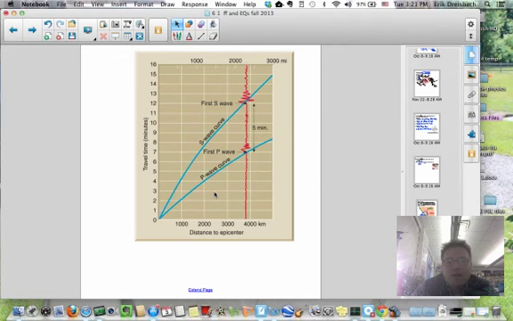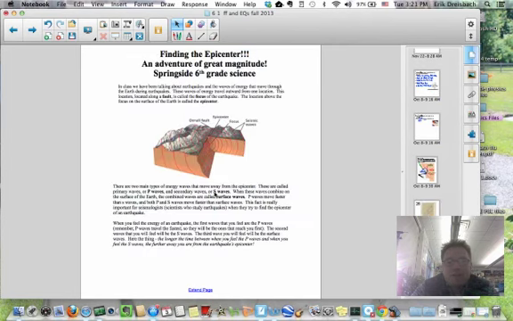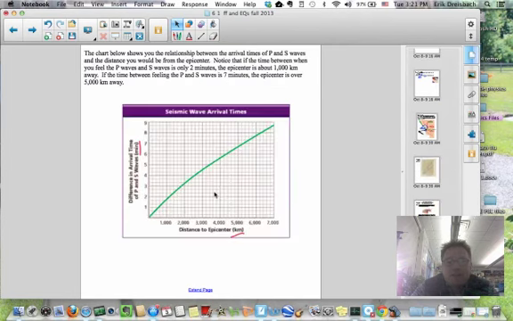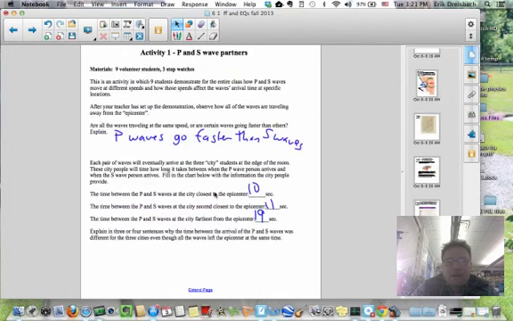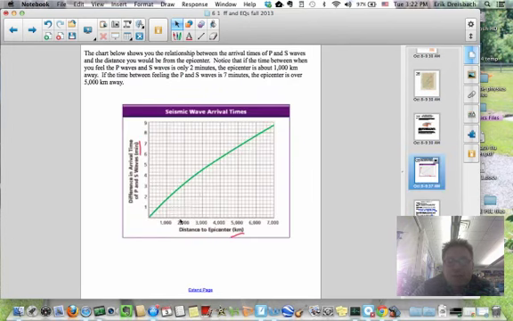And this is what you did, skip this page for now. This is what you did in our earthquake activities. We saw that the P waves and the S waves split apart. And because the P waves go faster than the S waves, the time between the arrival of a P wave and the arrival of an S wave at a city is greater the farther the city is from the epicenter of the earthquake.